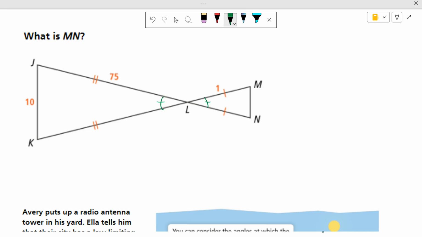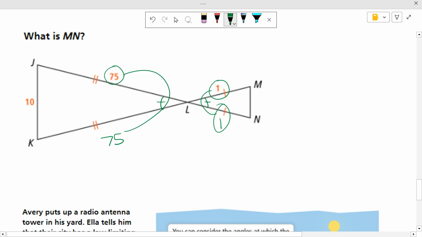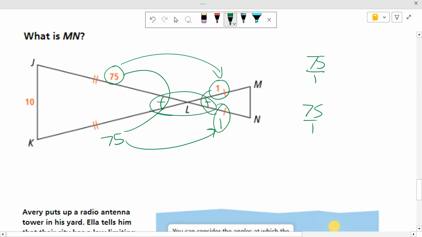Now, if this is 75, this is 75. And if this is 1, this is 1. Okay? So, now I have side angle side here and side angle side here. If we look at this side to this side is a 75/1 ratio. This side over this side is a 75/1 ratio. Are they proportional? Yeah, because they're both 75/1. And if the angles are congruent that are in between the proportional sides, yes, they are similar.